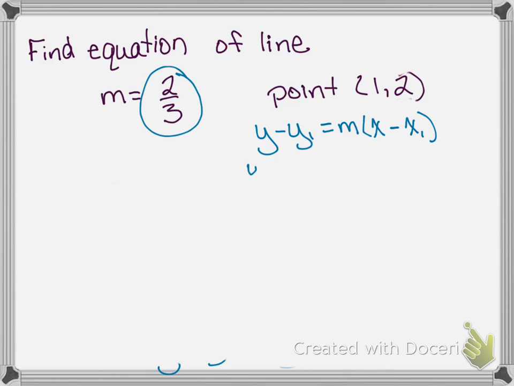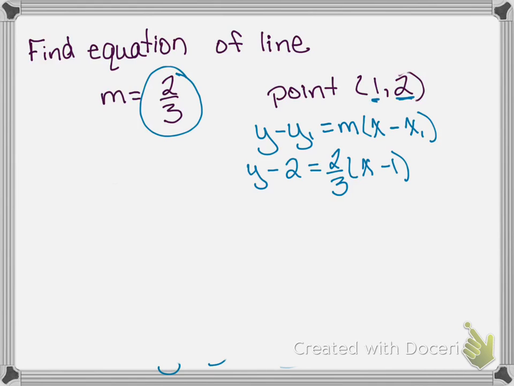So I have y minus 2, and the reason I do 2 is because that is the y value of my point. Then I do 2/3, because that is my slope. Then I have x minus 1, and the reason I do 1 is because that is the x value of my point. Okay?